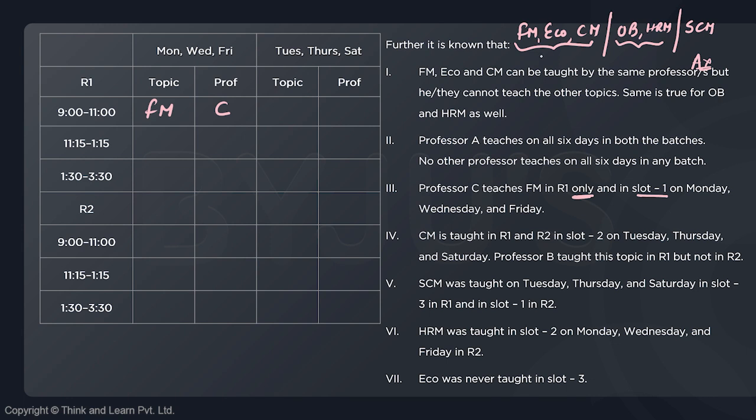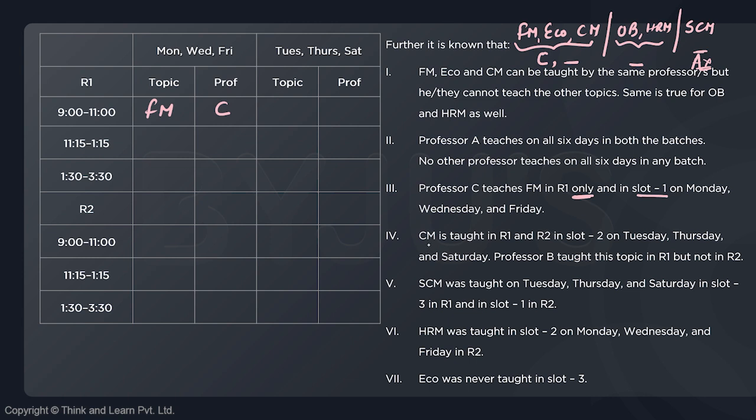And one of these teachers is C now. One thing is for sure, that one of the teachers who teaches FM, economics and CM, that teacher is C. Also, because C teaches FM in R1 only, right? That means FM is taught by some other teacher in the R2, and that other teacher must be able to teach economics and CM. That means this would be taught by 1 teacher, this would be taught by another teacher now, and this would be taught by 1 teacher. We'll figure that out. Let's move on.